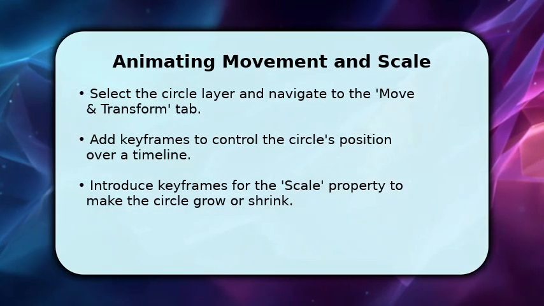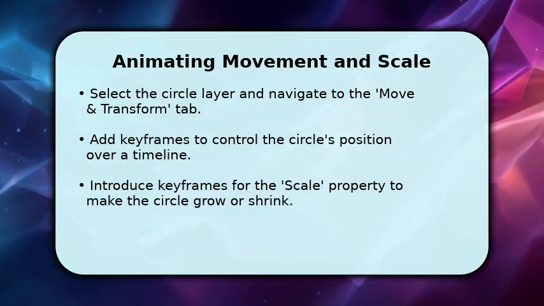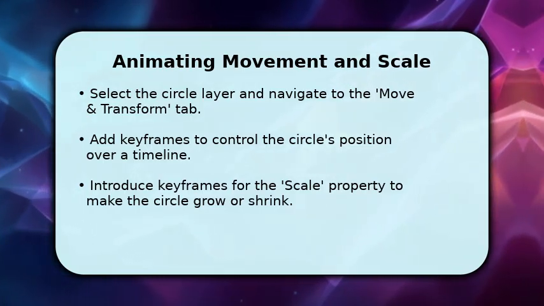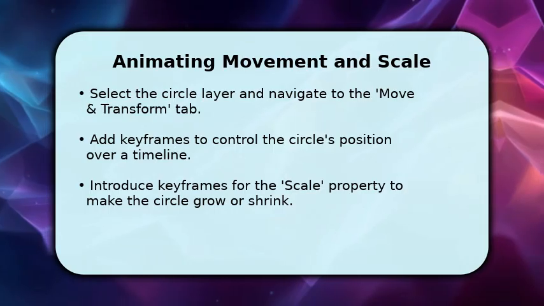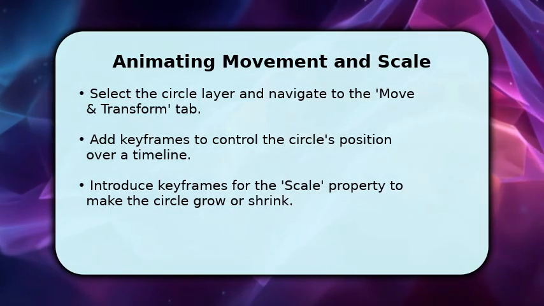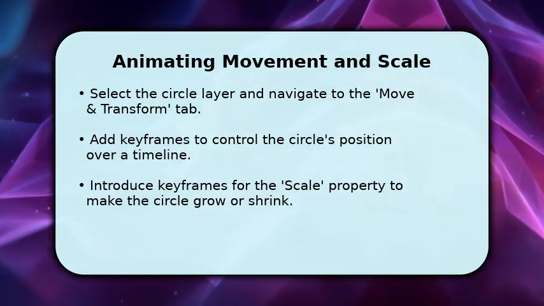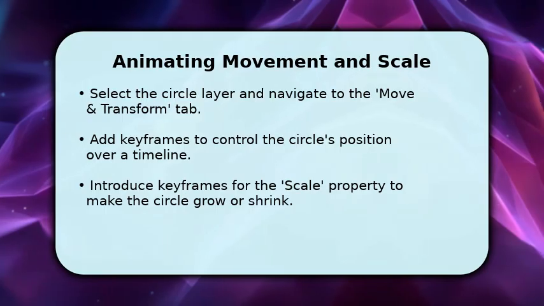Now, let's bring your circle to life with movement. Select the circle layer and navigate to the Move and Transform tab. Use keyframes to define its starting and ending positions. For instance, place a keyframe at 0 seconds and another at 2 seconds. Adjust the circle's position at the second keyframe to create a smooth transition.